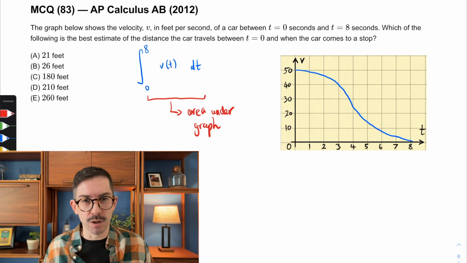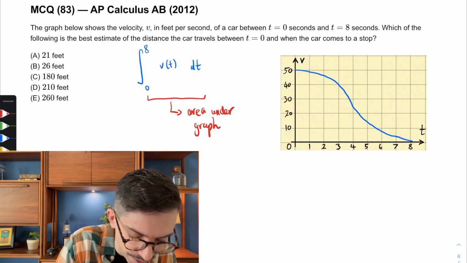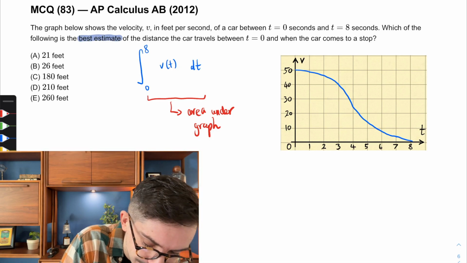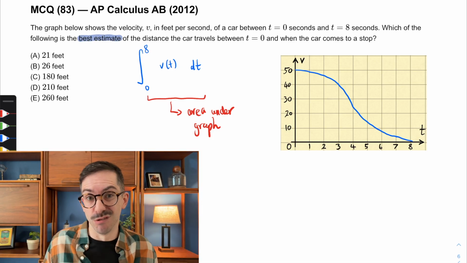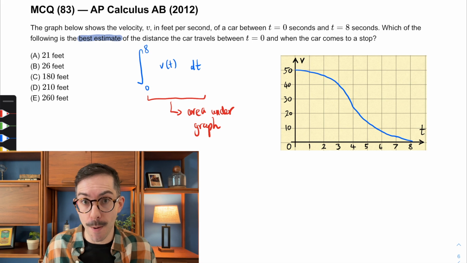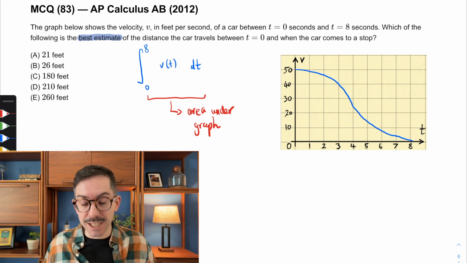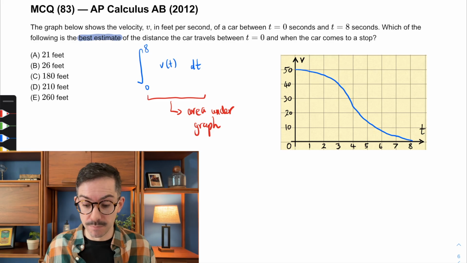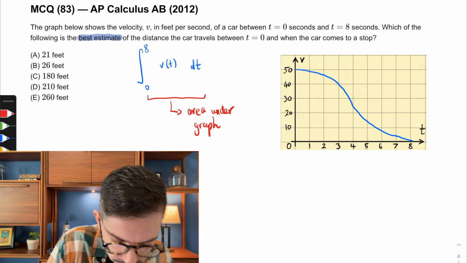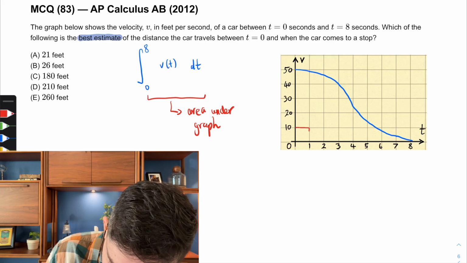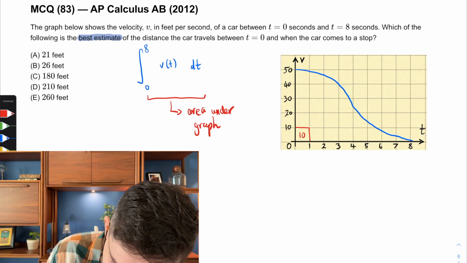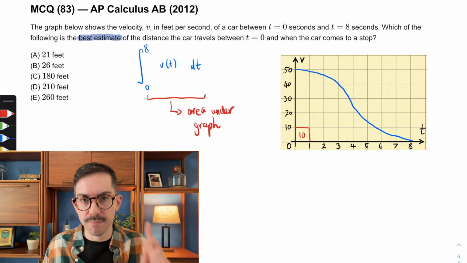Well, what if we just count boxes, right? Seems kind of dumb, but if we're just looking for the best estimate, that might be a pretty good estimate when I don't really have anything else to go on. So we've decided we're going to estimate the area under this graph by counting boxes. Notice the area of each box is just 10, because base is 1, height is 10.